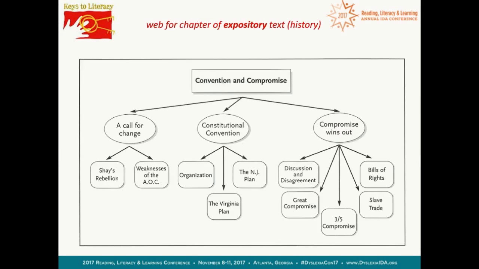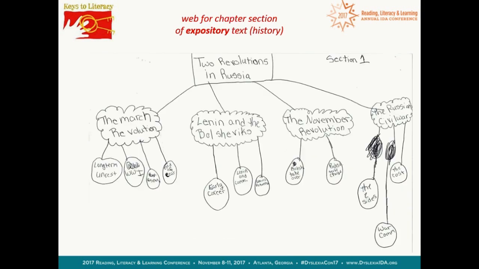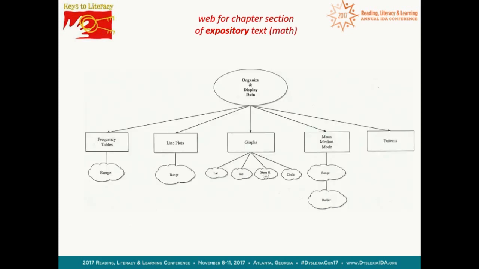This is a web that represents an entire chapter in a social studies, a history textbook about the Constitutional Convention. When kids are doing this from textbooks, it's often easier because they have all those wonderful headings, right? And subheadings that make it already pop out for them. Here, this student is at the "you do it" stage. He's created a topic web for his section of the social studies book. This is another one, in math. This represents the whole chapter in a math chapter about displaying data.